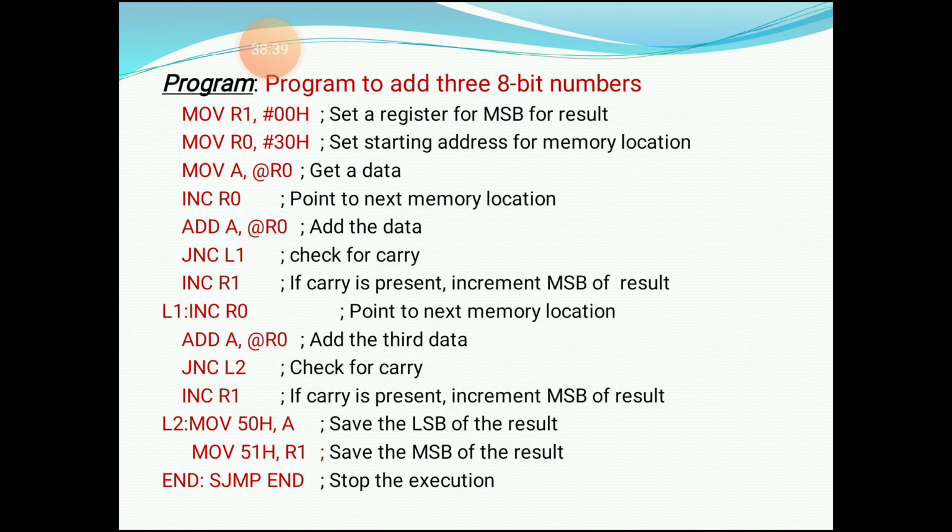Now initialize R1 equal to 00. Initially R1 is loaded with 00, and the starting address of the memory which contains the data, that is 30H, is copied to the R0 register. Next, access the first data from the 30H location by using MOV A, @R0. This instruction gets the data from the 30H location, and the next location is incremented by using INC R0. After getting the second data, add it to the first data by using ADD A, @R0. This instruction adds the first 2 bytes from the 2 locations 30H and 31H.